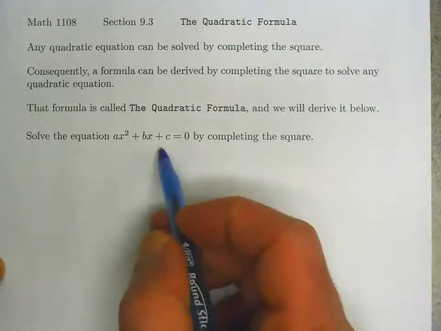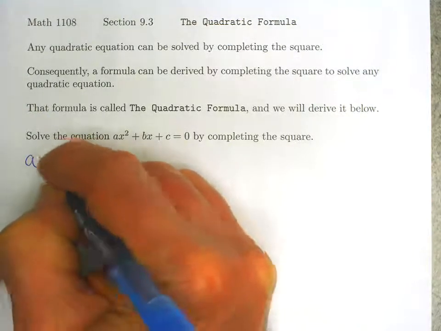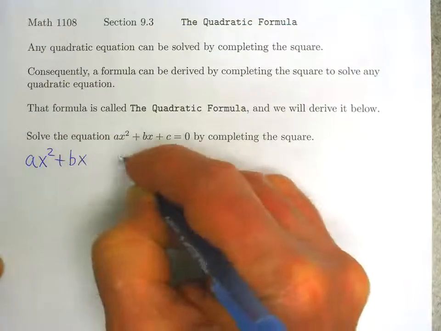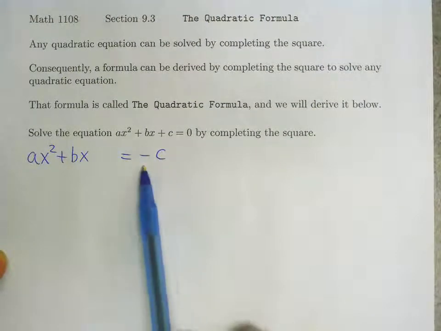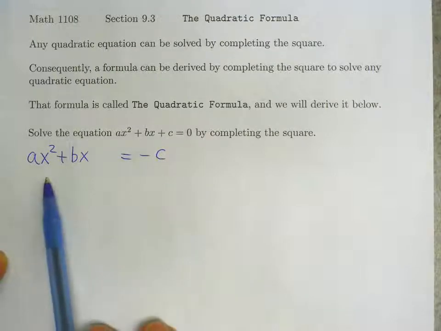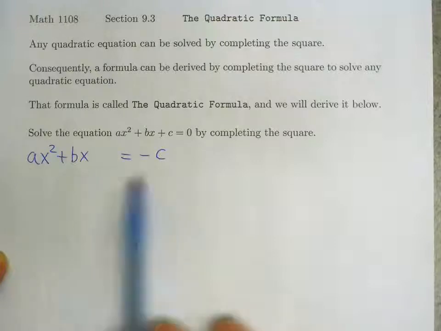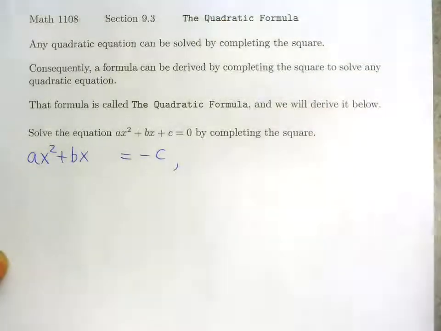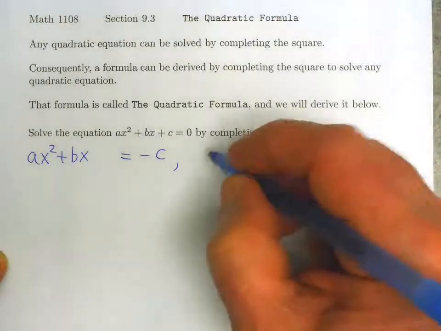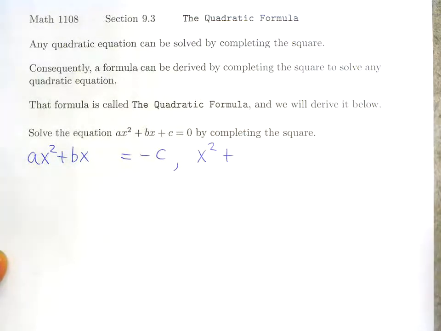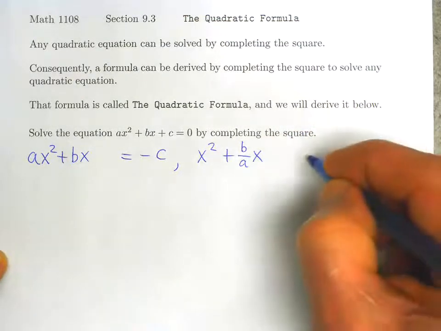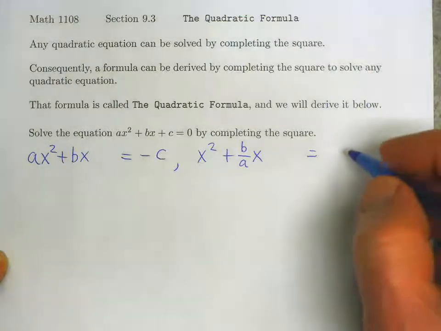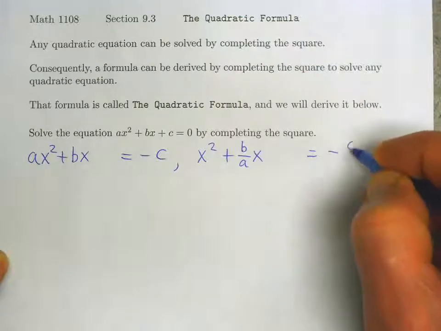Okay, step 1, we want to subtract c from both sides because we want the x squared term and the x term on one side of the equation and the constant moved to the other side. So that's why we subtracted c from both sides. We want the coefficient of x squared to be equal to 1. So that means we need to divide every term on both sides by a. So ax squared divided by a is just x squared. And then b times x divided by a, we'll write that as b over a times x. And then on the right-hand side, dividing negative c by a, I'll write it as negative c over a.